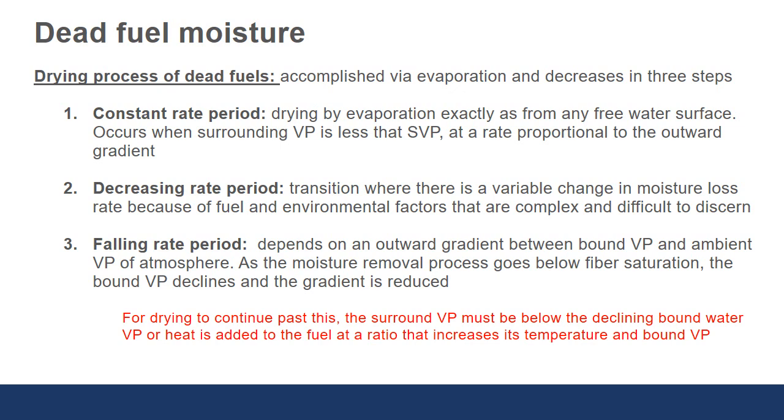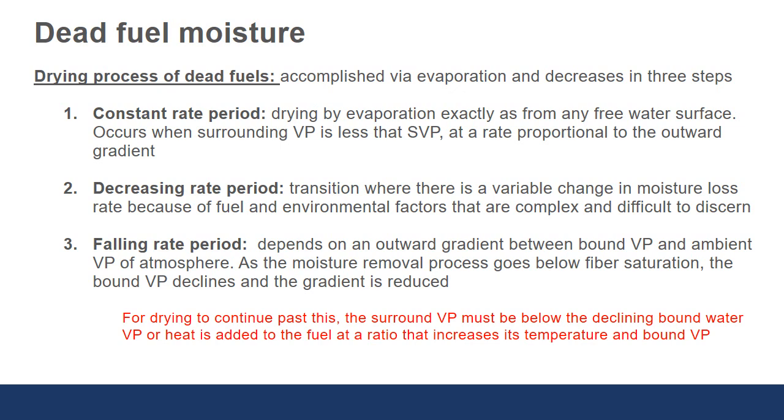During the transition stage or decreasing rate period, the rate at which fuel moisture changes is highly variable. The variations in rate during this stage are caused by fuel and environmental factors that are difficult to evaluate and generalize. As the moisture removal process gets below the fiber saturation point, the bound water vapor pressure is reduced and the gradient declines. This decline slows the rate of drying.